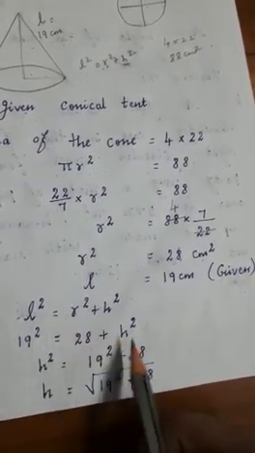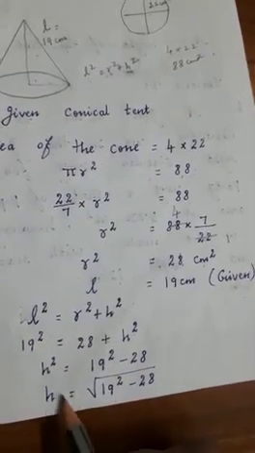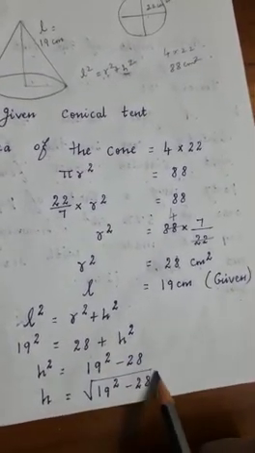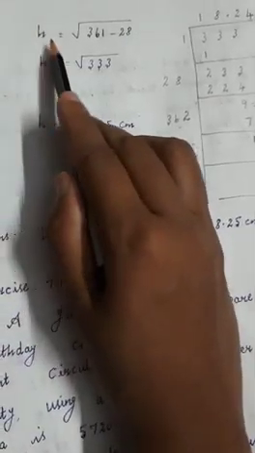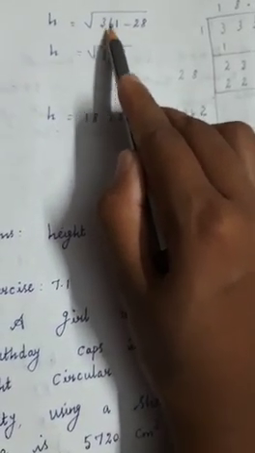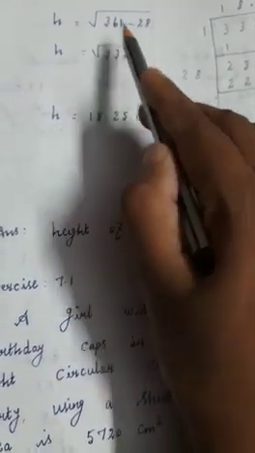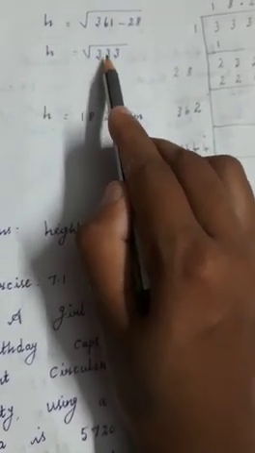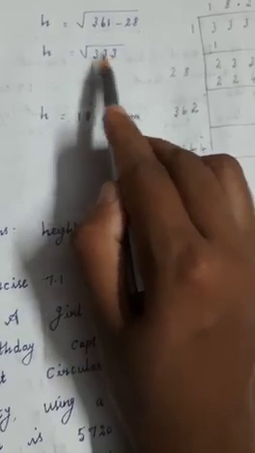So this square, if we take it to that side, how will it change? Square root. Height is equal to the square root of 19 square minus 28. Now 19 square means 19 into 19, that is 361. 19 square is 361 minus 28. If you subtract, then you will get height is equal to the square root of 333.